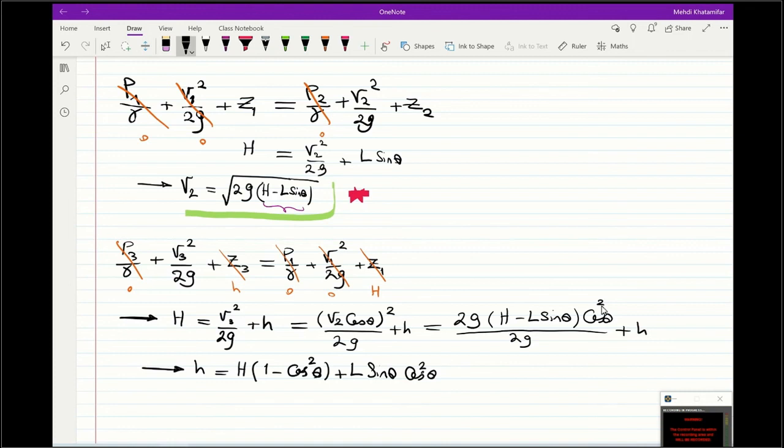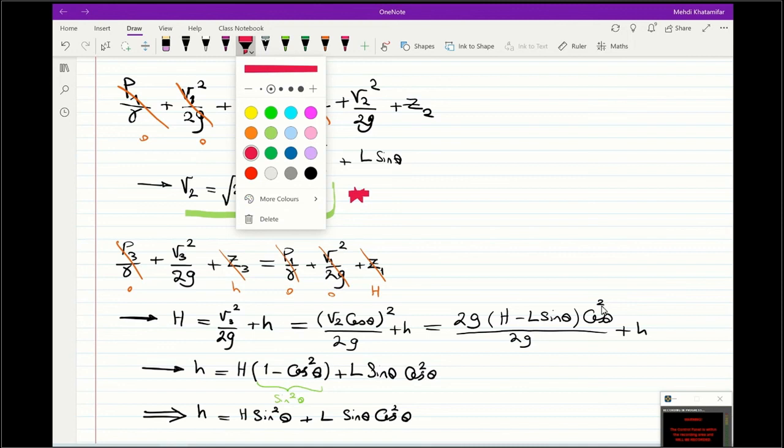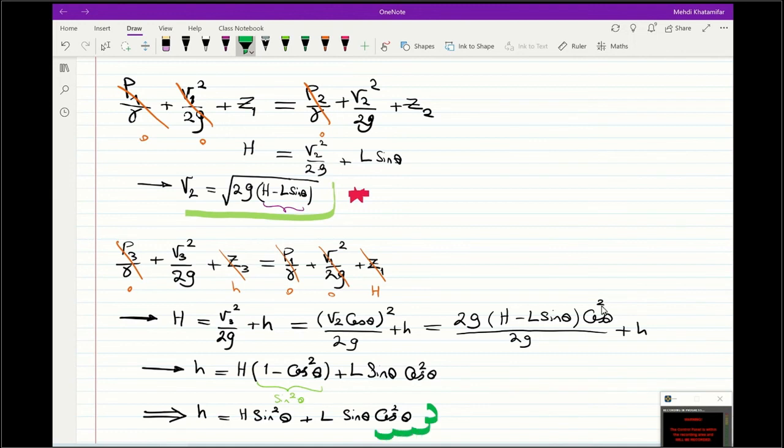Okay, I know that 1 minus cosine squared is going to be sine squared. So let's write that. Therefore, small h is going to be h times sine squared theta plus L sine theta cosine squared theta. Okay, we found the formula.